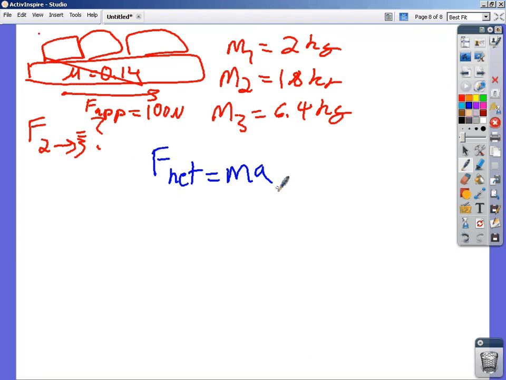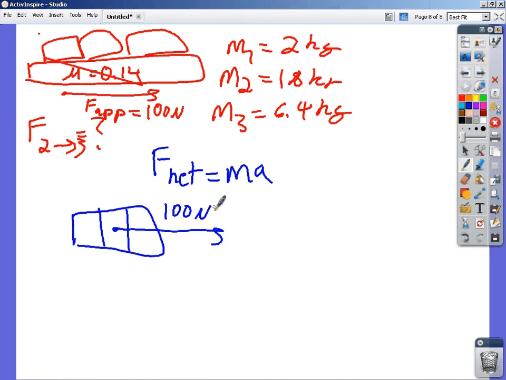Okay, so what I did is this representation of combining the 3 blocks and doing a free body diagram of that. On these 3 blocks, we basically have 2 forces. We have 100 newton applied force to the right, and then what do we have to the left? Friction. Okay, because we're given this frictional coefficient up here. So we're pushing it to the right, friction's opposing us to the left.